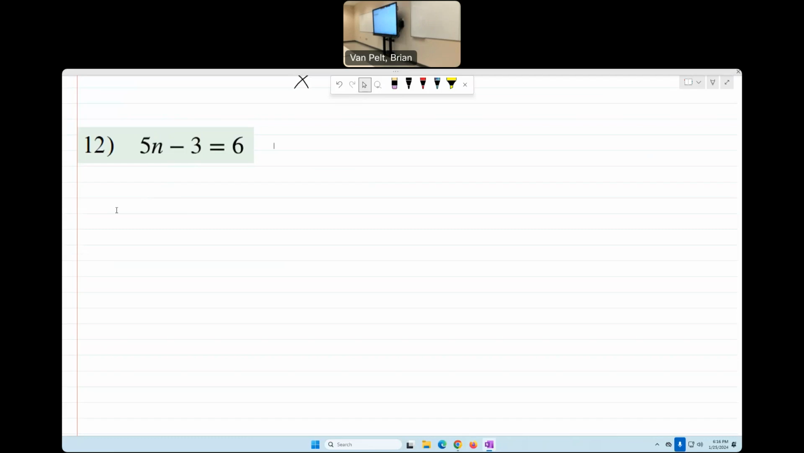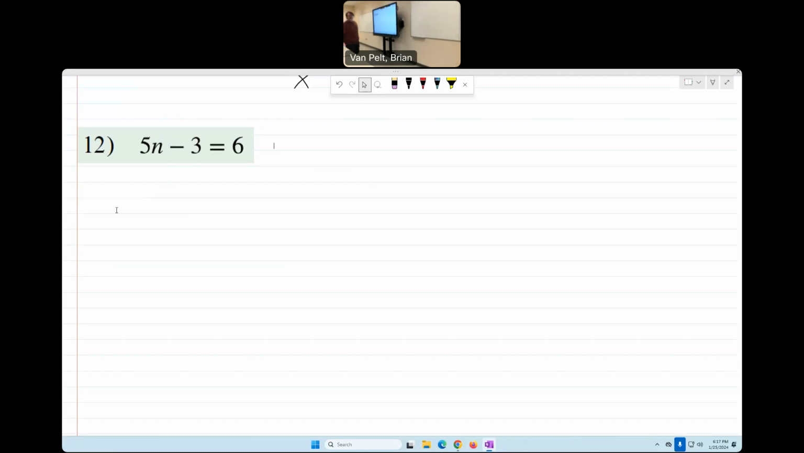So you added 3 to both sides, right? 5n is equal to 9. Now you divide by 5. When we can do that, that's perfectly fine. The decimal is not wrong, but I'm just saying the fraction is perfectly fine. In fact, I'll address that.